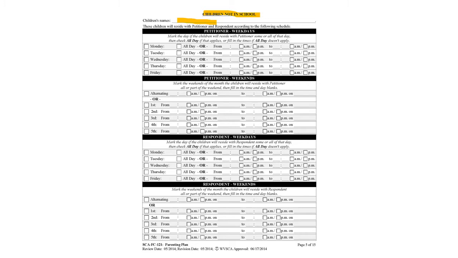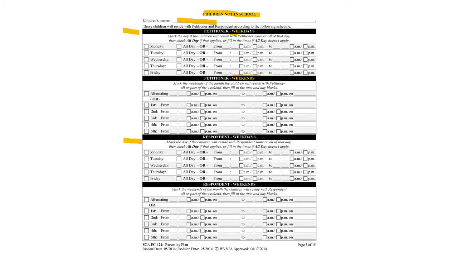This schedule relates to the petitioner. Again, the petitioner is the person who filed the action, and the respondent is the parent who did not file this action. Look closely at the dark black headings to make sure you are checking the right boxes based on whether you are the petitioner or the respondent. The first box is to decide what parenting time the petitioner will have on weekdays. The second box is to determine what time the petitioner will have on weekends.